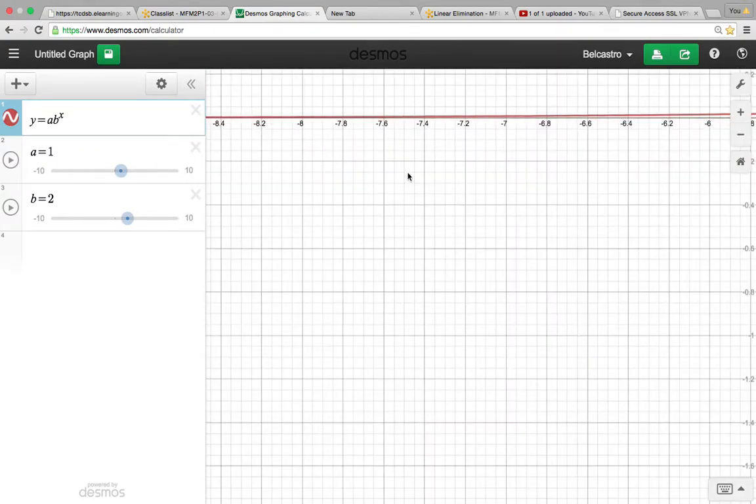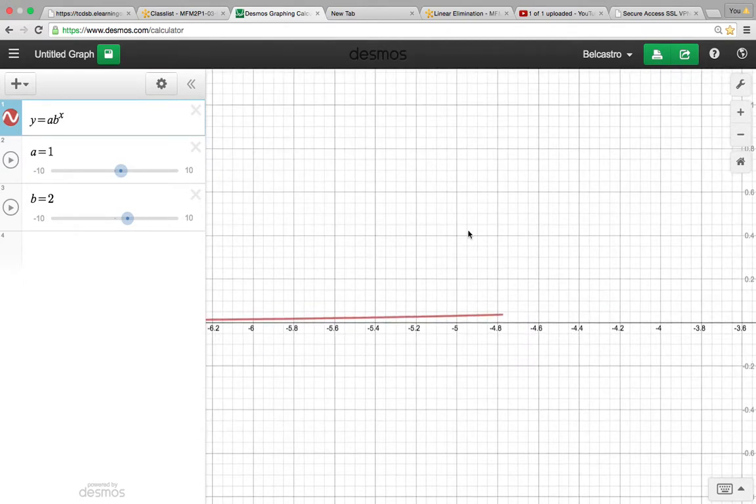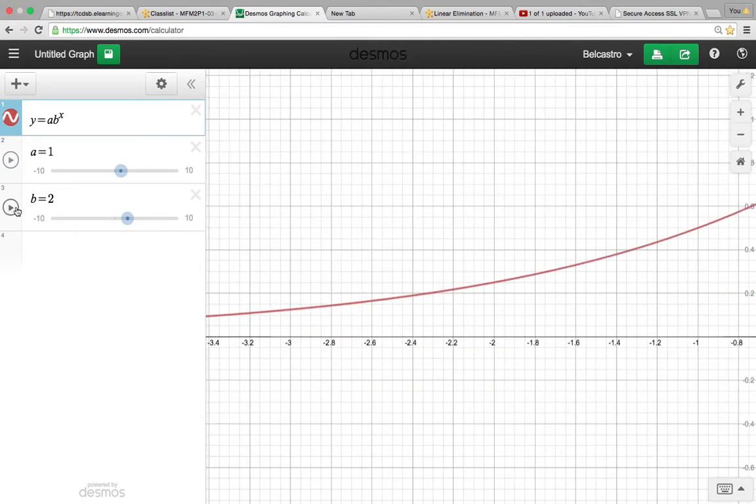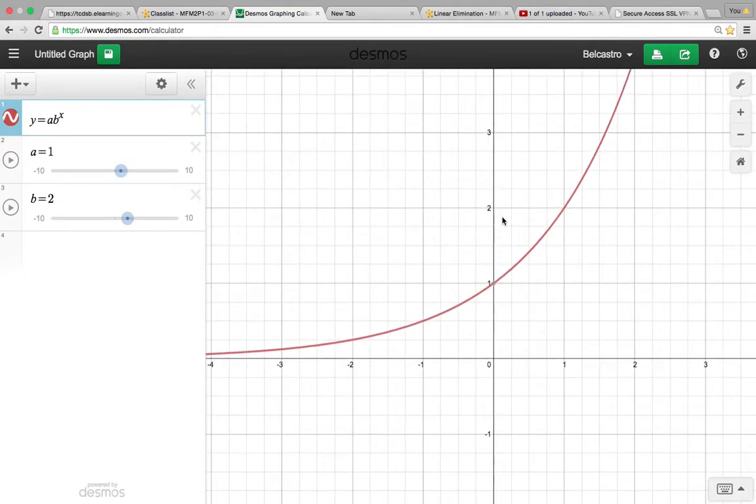It's hard to see. They call this something called an asymptote. So if you look, it's a horizontal asymptote. It's never actually touching 0. It's just really, really close to 0. And this is for growth, because right now I have b being a positive number greater than 1. Okay, it's growing.